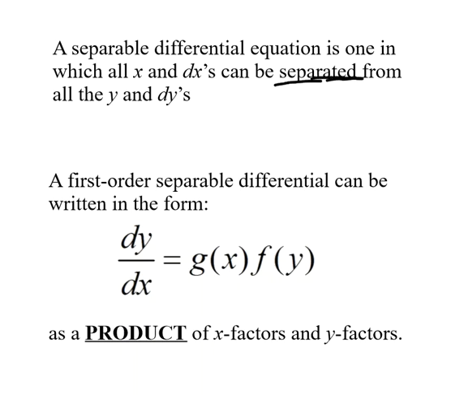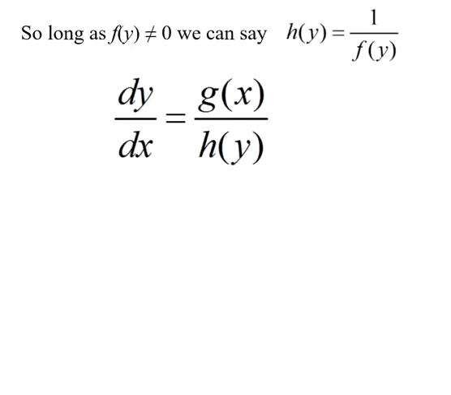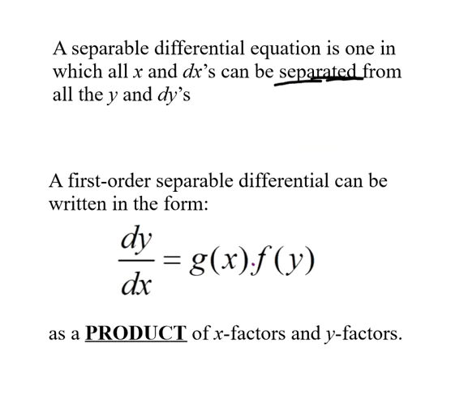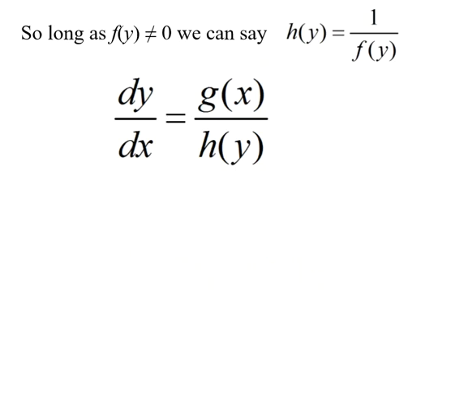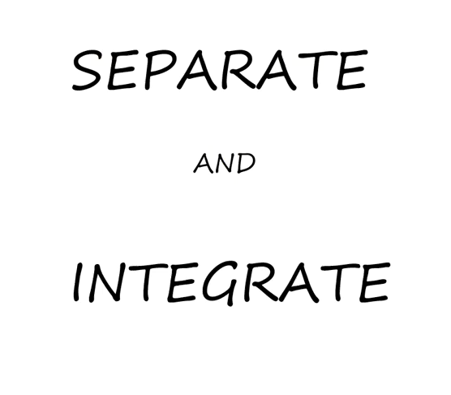And so usually this is done by having a first order differential equation in the form dy over dx is equal to g of x times f of y. And so we have a product of x factors and y factors. Sometimes you also see a quotient of x factors and y factors. If I have it as a quotient, so long as f of y is not equal to 0, I can rewrite it into this fraction situation where h of y is 1 over f of y. And basically, our goal will be to separate and then integrate.